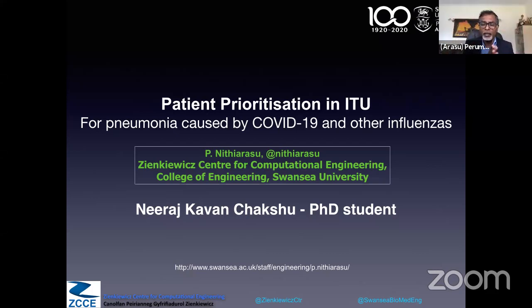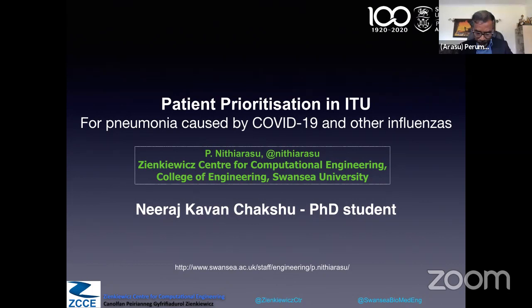So how do we want to work with such a situation? Imagine that there is only a limited number of intensive care beds and mechanical ventilators, but we have double the number of patients waiting to get into the ITU. So how do we get the first patient? How do we choose the patient in such a way that we can give the ITU beds and mechanical ventilators to the right patient? That's the question.